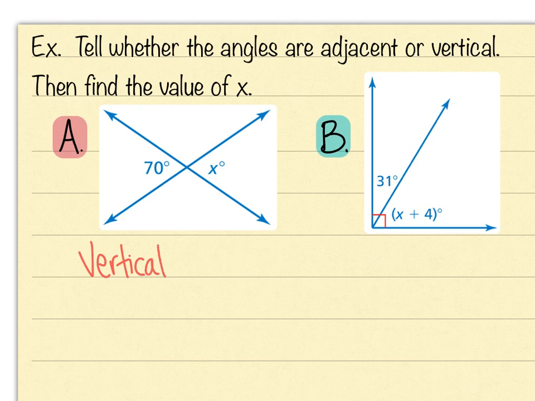And so we know vertical angles are congruent, and that means the same size. So if they're congruent, that means x is also going to be 70 degrees. So x equals 70.